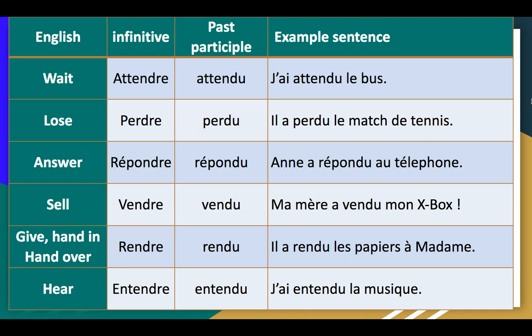Excellent. Our last RE verb that we've learned is entendre, which means to hear. Notice it's different than écouter. Écouter is to listen to on purpose. Entendre is to hear. You're not trying to hear anything, you just hear it. We take off the re, we put on a U, we add a helping verb, and we get j'ai entendu la musique. Say it after me.